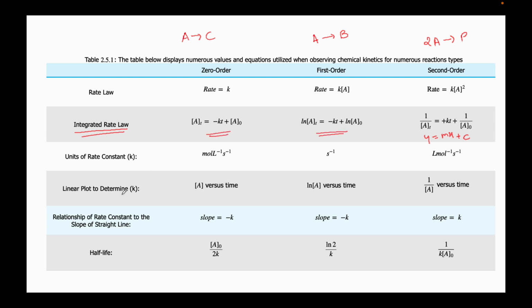Okay, similarly, you must always remember the units of the rate constant. This is also one of the frequent questions asked in GATE. What is the unit of the first order rate constant, zero order rate constant, and so on.